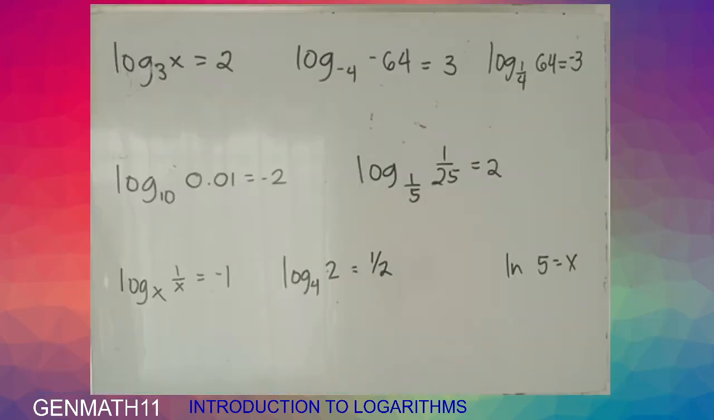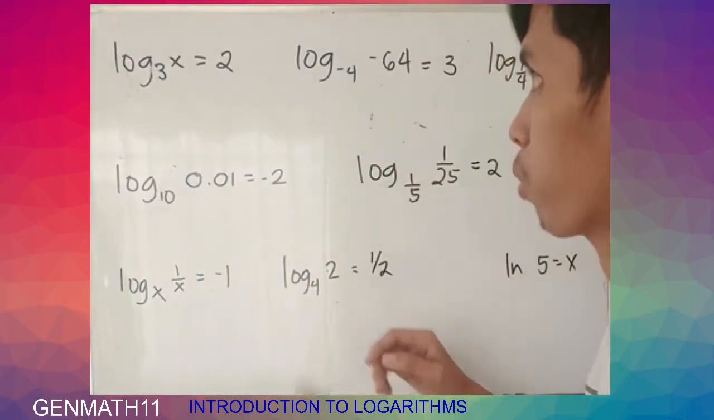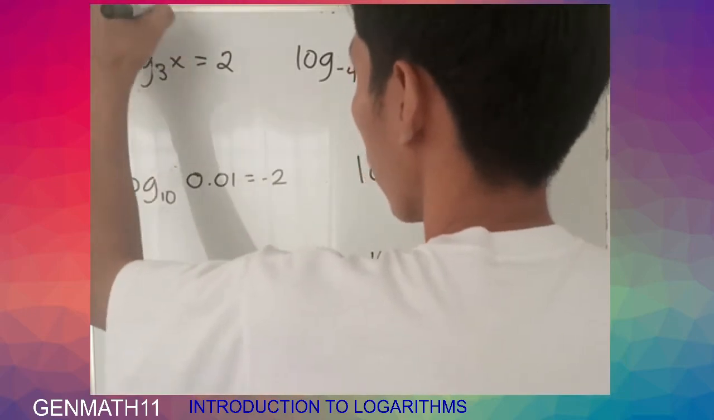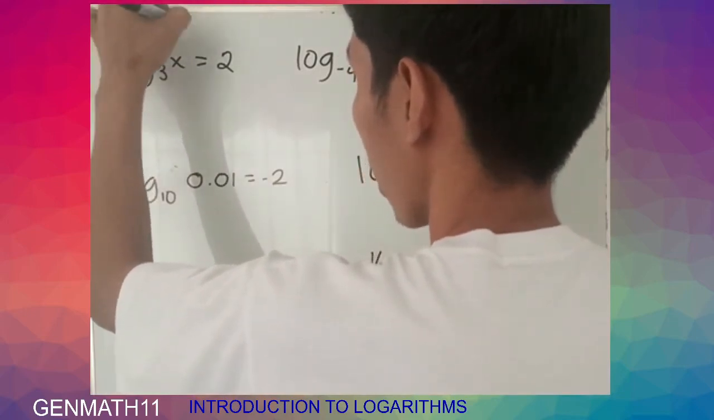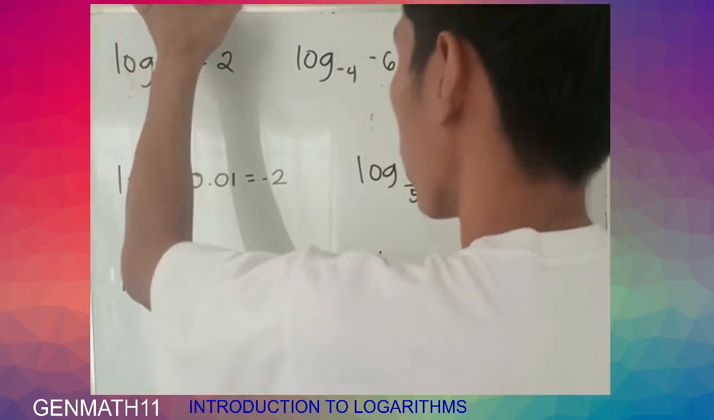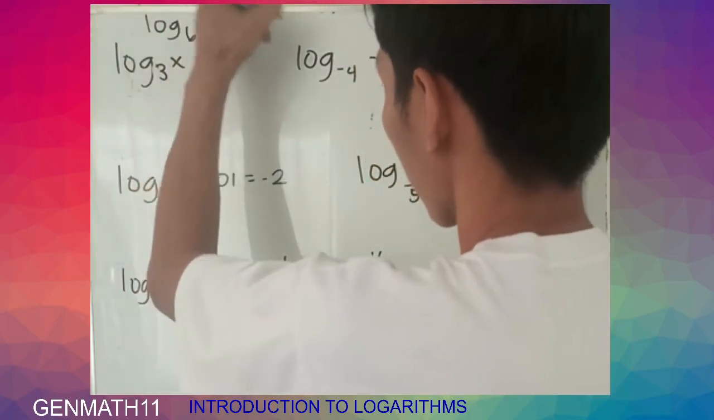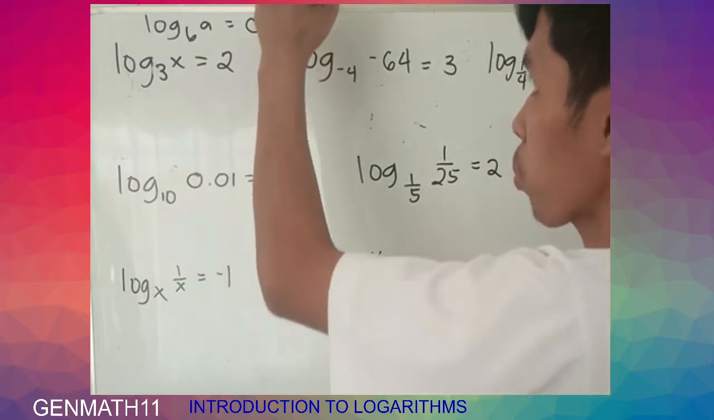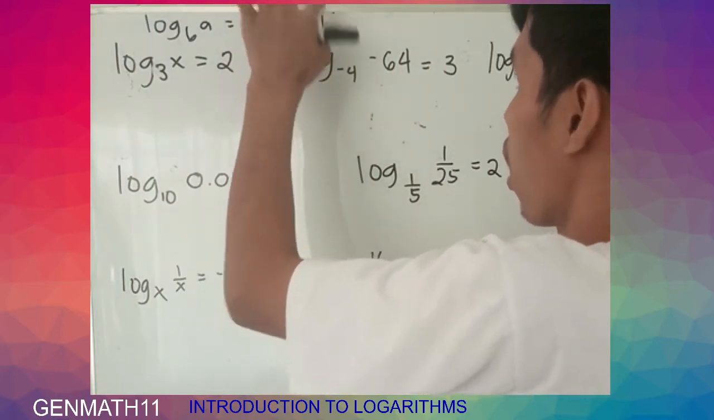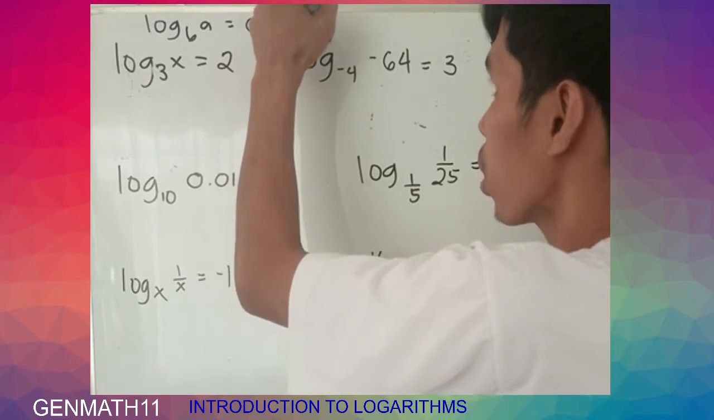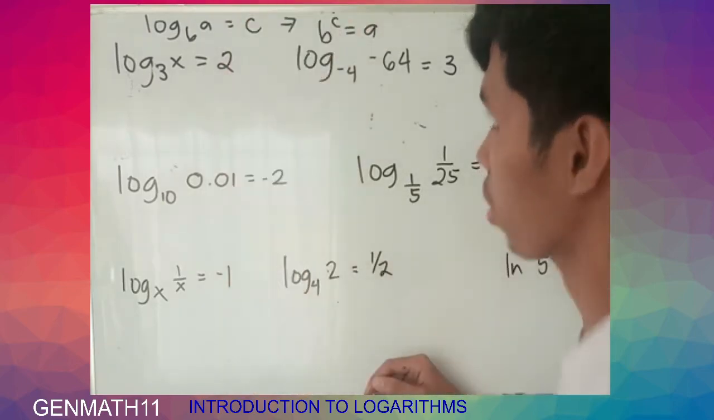Okay, so nilagay ko na dito sa board natin yung ating examples. Okay? So, log x to the base of 3 is equals to 2. So, i-convert lang natin to into exponential form. Di ba, exponential form ay ganito. Sulat lang natin yung kanina, log a to the base of b is equals to c. Tapos, kapag translate natin siya into exponential form, magiging b raised to c power equals a.